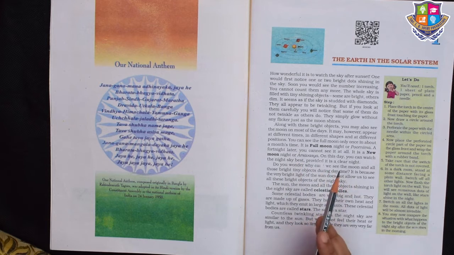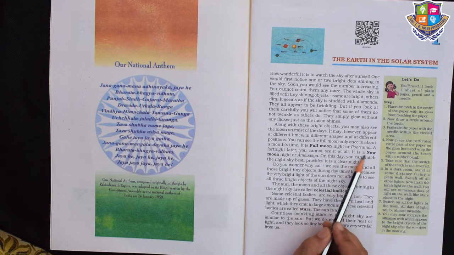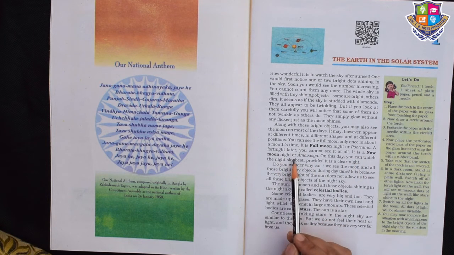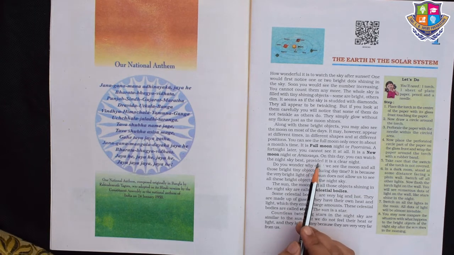Then at the half of the month we can see that a new moon has appeared, which is known as Amavasya, and on this night the night sky looks very dark, and it is seen as a clear night as well.